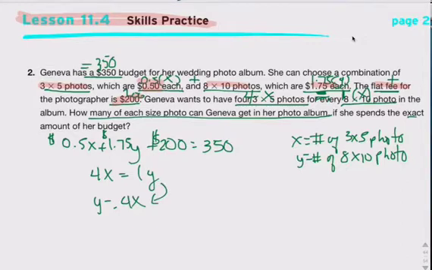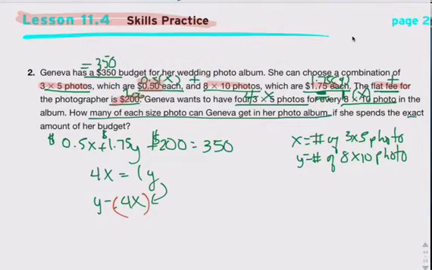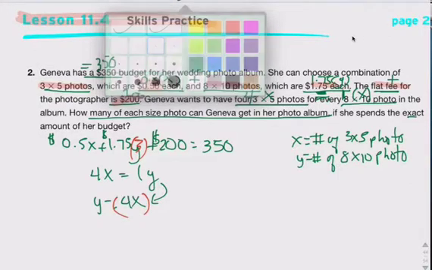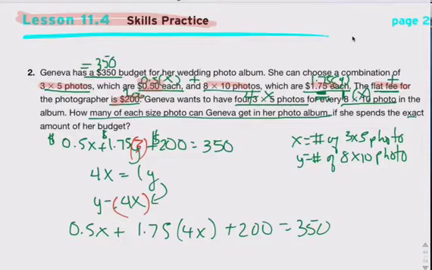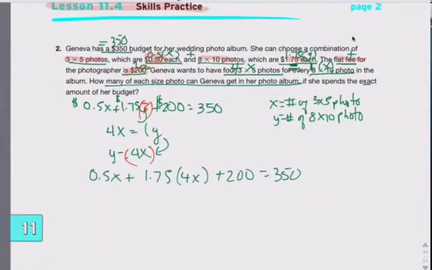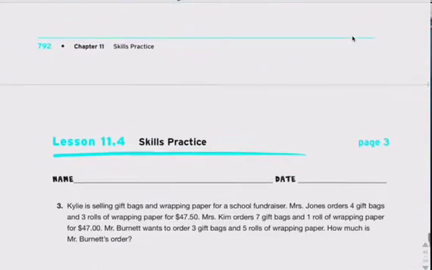So I can use substitution. So you can substitute this into here. So you get 0.5x plus 1.75 times 4x plus 200 equals 350. Okay, you can solve for x, and then you substitute in for y. I'll give you the answer later. So you finish this and setting it up.